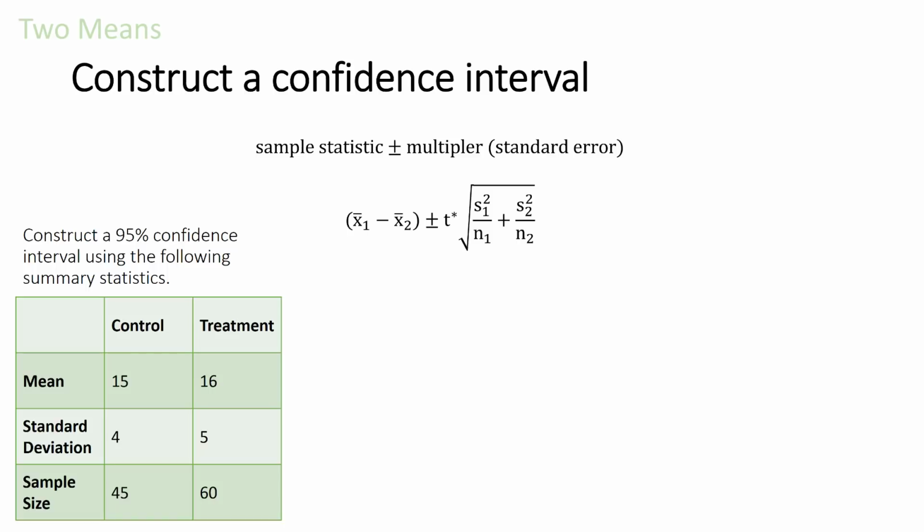Recall that the t-distribution does vary depending on degrees of freedom. For two means, we'll be estimating the degrees of freedom as the smaller sample size minus 1. Note, this is different from the method that Minitab Express uses, so your answers may not always match exactly. Here, the control group has the smaller sample size of 45. Our t-distribution will have 44 degrees of freedom. I'll take you to Minitab Express now to find our t multiplier.